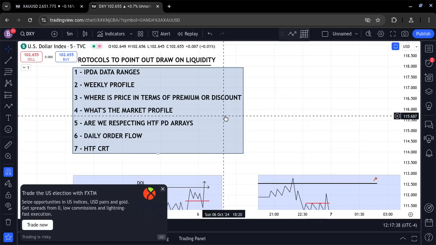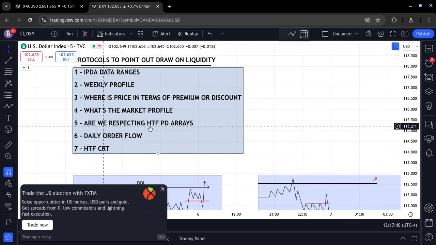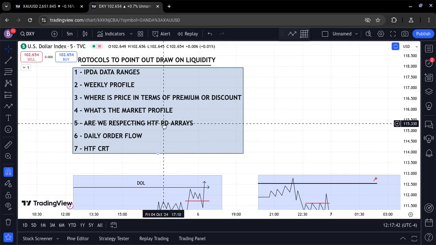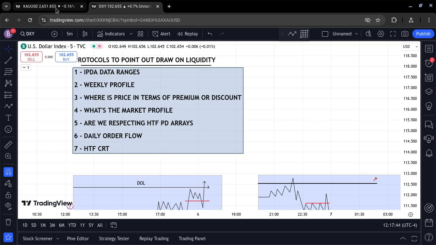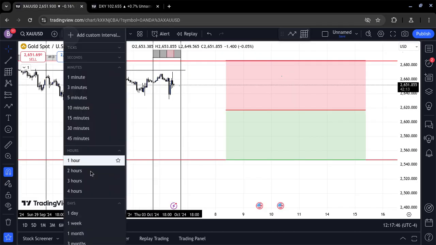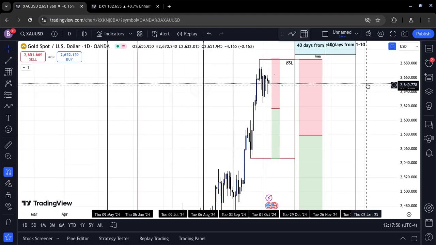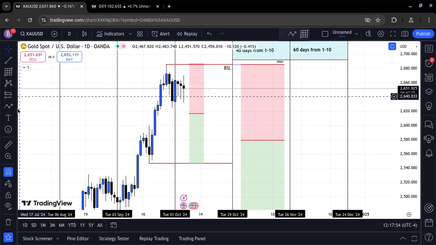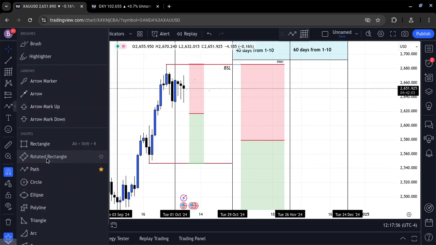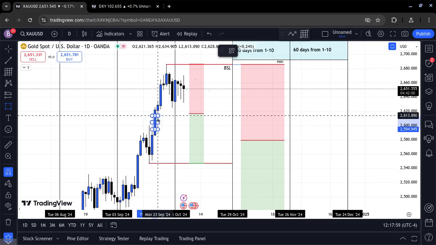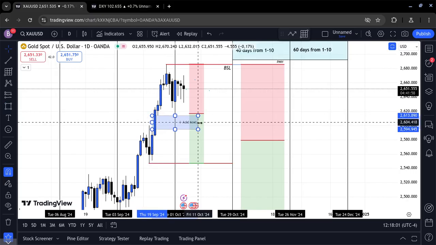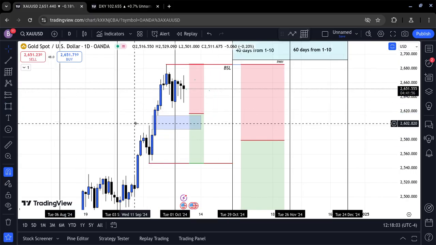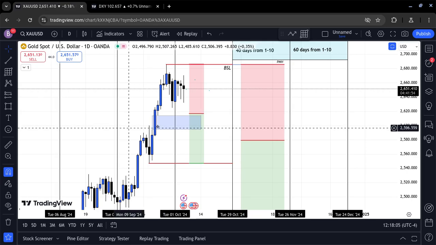And are we respecting higher time frame PDRAs? What do I mean by higher time frame? I mean daily, weekly, monthly, 4-hour. Don't go below. Of course, you can use the lower time frame PDRAs if you're just scalping, but for me, I look for at least towards the daily or the 4-hour. So over here we have this PDRA right here. The first FVG, the last FVG towards the premium.